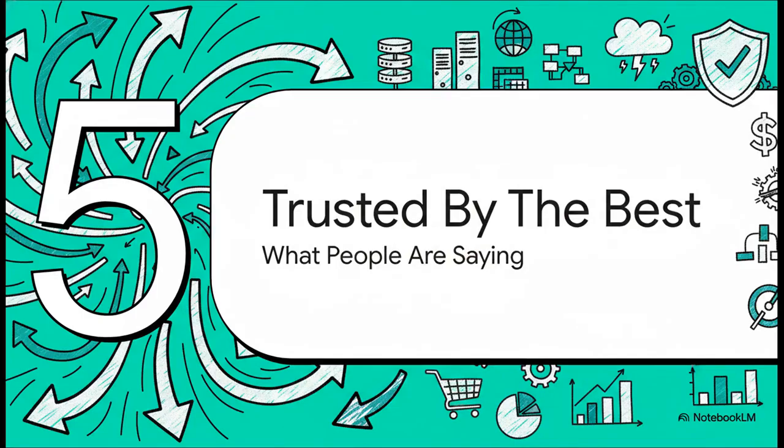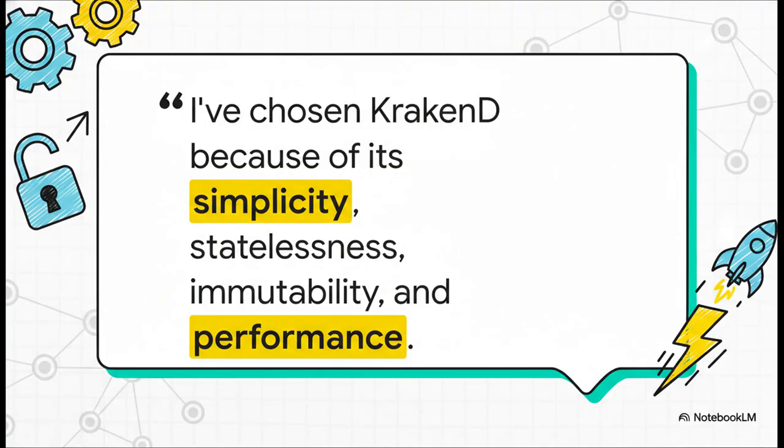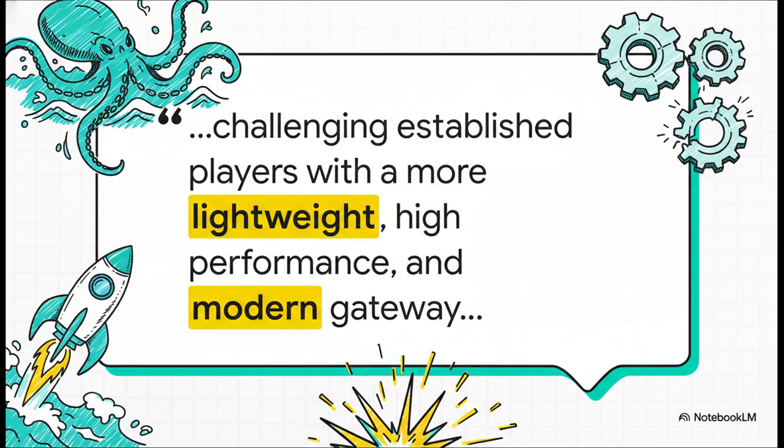Of course, it's one thing for me to sit here and tell you how great it is, but let's see who's actually using it out in the wild. KrakenD is trusted by some of the biggest companies in the world to handle their most important traffic. Fabijan Bajo over at IBM hits on those exact core pillars we just talked about: simplicity, statelessness, and performance. When a company like IBM chooses a tool for those specific reasons, you know it has been seriously battle-tested. Then you've got Ken Lean, the chief evangelist at Postman, who basically calls KrakenD a disruptor. A modern, lightweight, high-performance alternative to the older, clunkier solutions out there. It's really shaking things up.